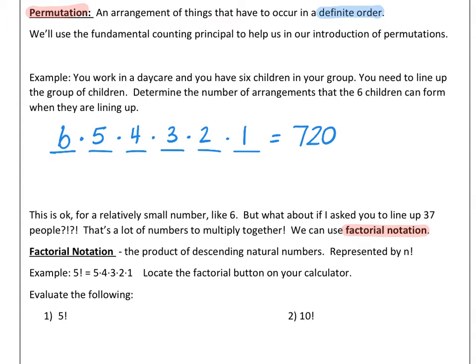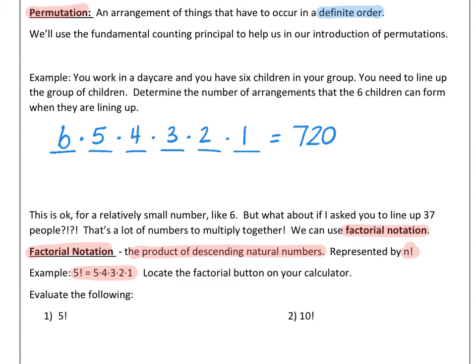A factorial is represented by an exclamation point. So if you can find that button on your calculator, it might say exclamation or n exclamation. That's the factorial button. It is the product of descending natural numbers, so it's the counting numbers. You can't have negative numbers with factorial. It's just the counting numbers, and it's the product of descending numbers. So 5 factorial would be 5 times 4 times 3 times 2 times 1.